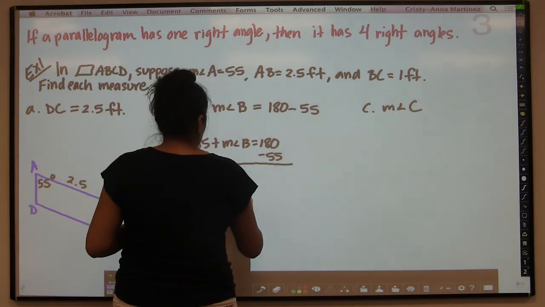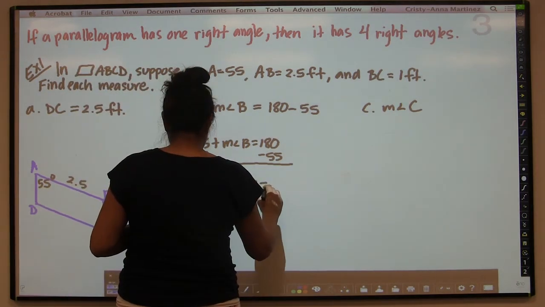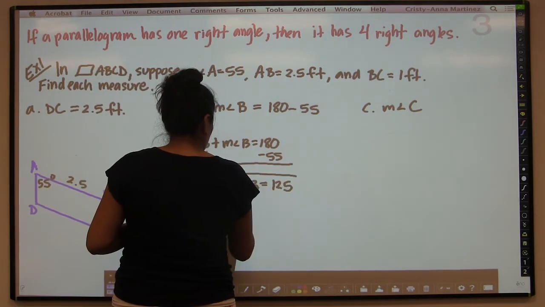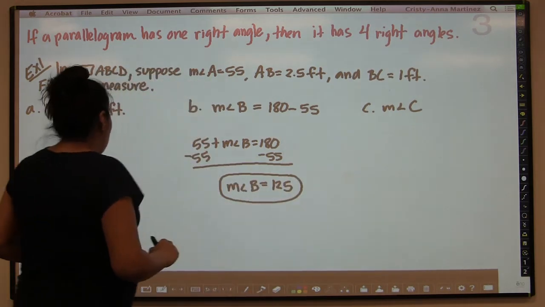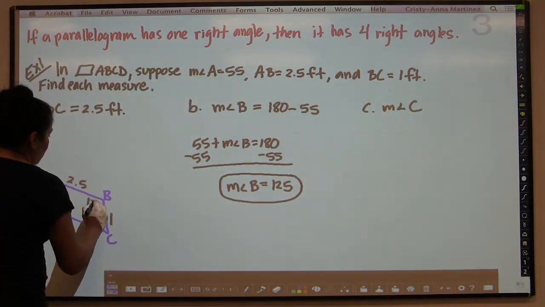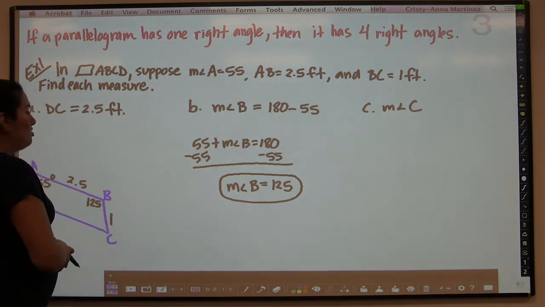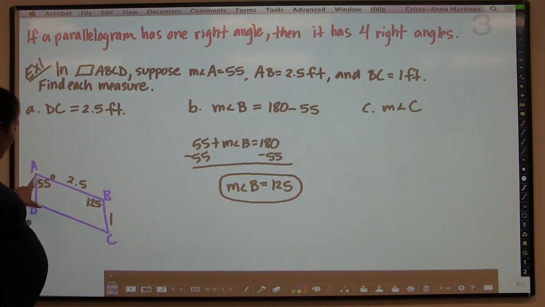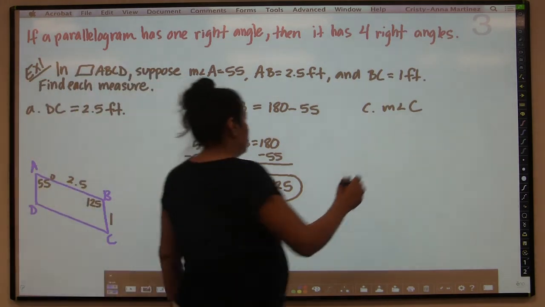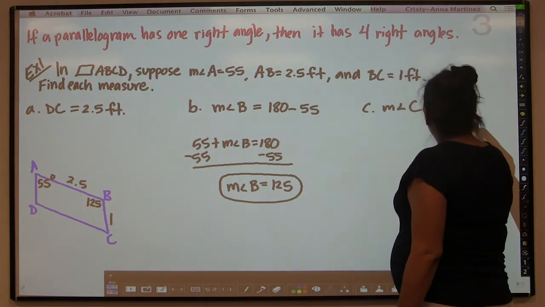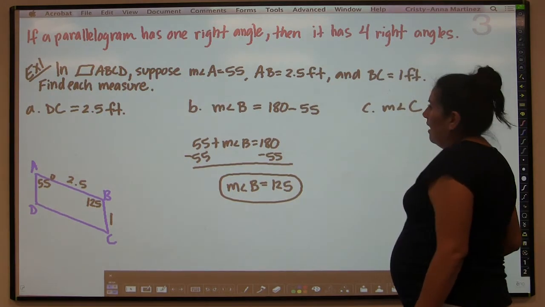So the measurement of angle B equals 125. And so we'll put the 125 right here in my diagram. And then the measurement of angle C. Now angle C is opposite angle A. And our previous theorem stated that opposite angles in a parallelogram are congruent. So the measurement of angle C must also equal 55. And that's how you do that.